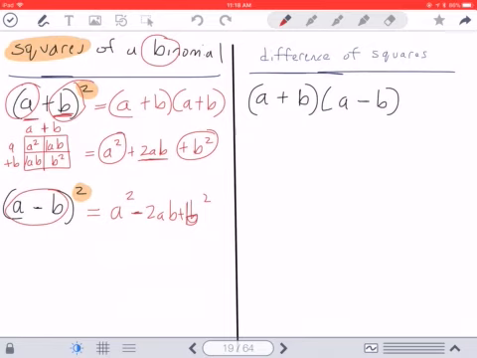Over here, a difference of squares is a little bit different. We're going to go back to this page in a second, but let's try a few of these. This is a b, by the way. Squeeze it in there.